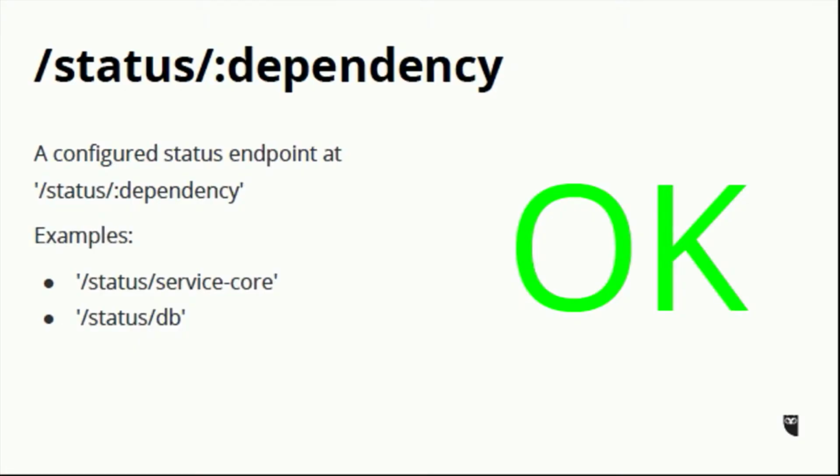For every status endpoint that you register, you also get your own status endpoint. So depending on how you want to monitor this, you can monitor it directly using each one. So in the examples over there, we have a service called core service and a database on a service. Those would be exposed dynamically in the status routes.